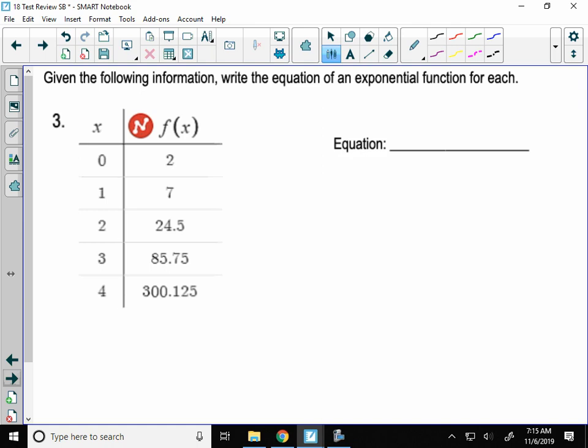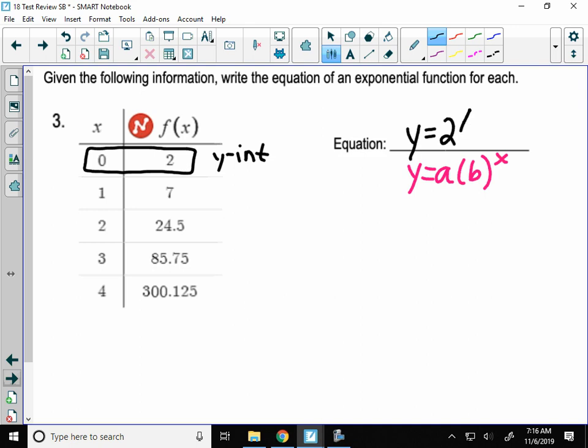So here, we're writing all the equations in y equals a times b to the x form. This first one's not too bad. You should notice that you are given the y-intercept, which is your a over here. So actually, you already know that a is 2. So you can start your equation as 2 times something to the x. Now this one is nice, you should notice, because all of these x's are consecutive. They go up by 1.